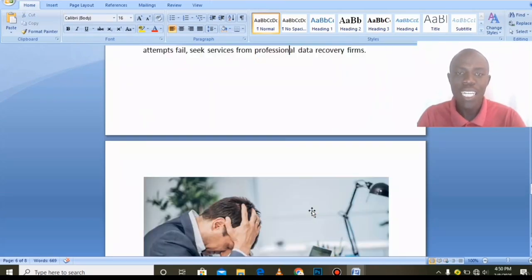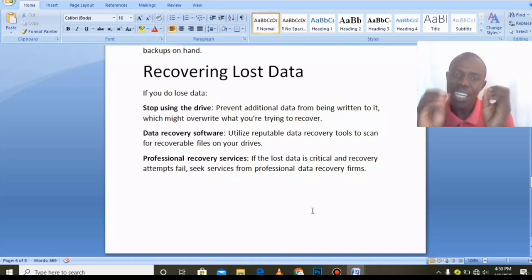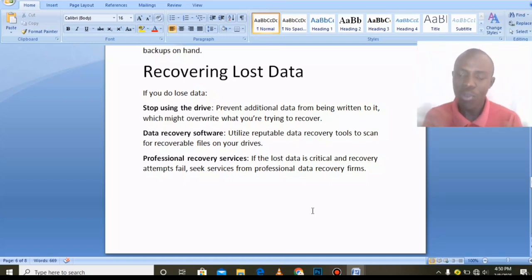Recovering lost data. How do you recover the lost data? If you do lose data, stop using the drive. Prevent additional data from being written to it, which may overwrite what you are trying to recover. Meaning that, let's say that you had backed up your information on a certain drive, or in a certain CD drive, that is compact disk.